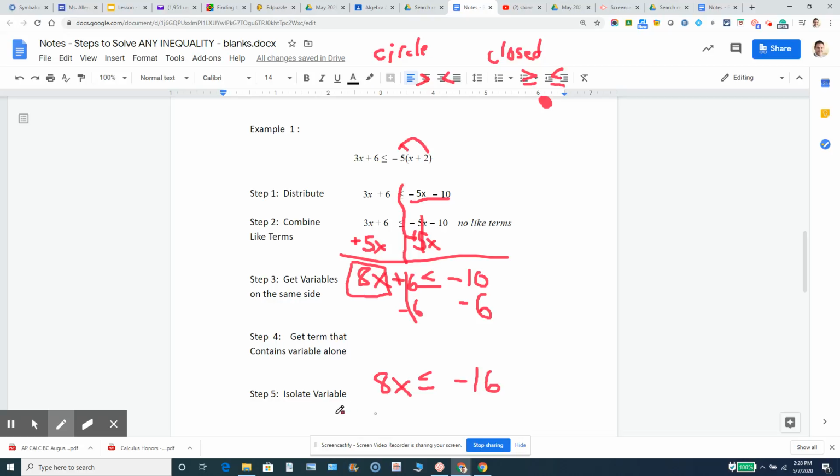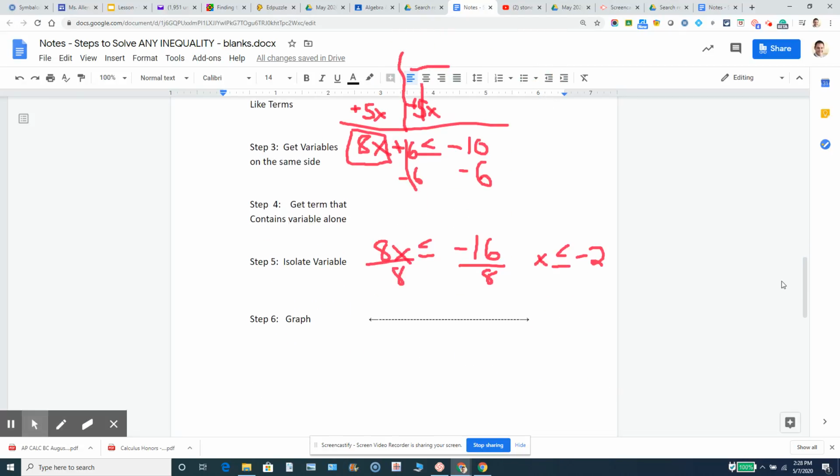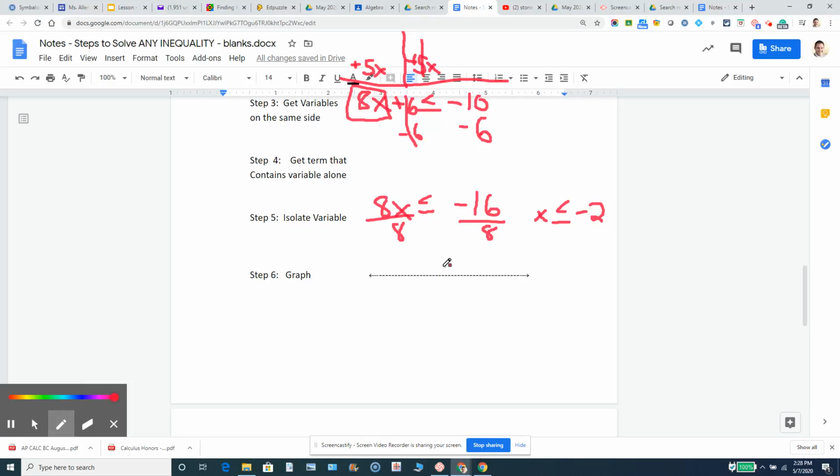And now we isolate the variable completely using multiplication and division, in this case division, since the variable is being multiplied by 8. And we get x is less than or equal to -2. And then we have to graph that answer. So since it's a relatively small answer, I will put 0 in the middle of the number line as far as the value it's at. That's going to be a closed circle on -2 and shade to the left.